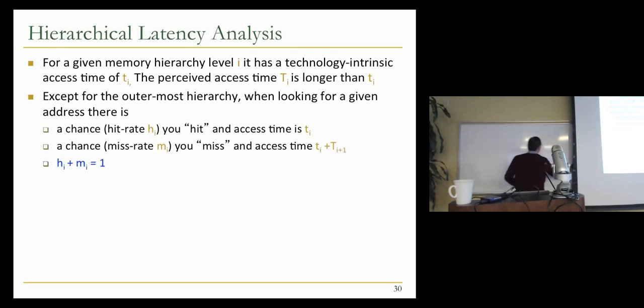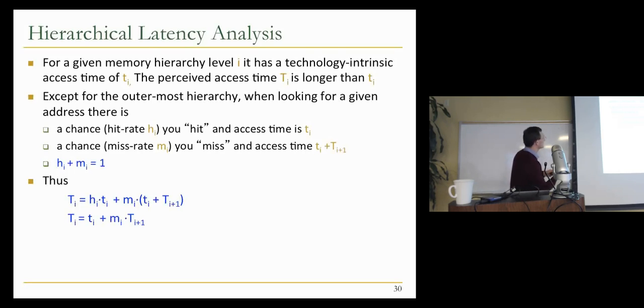I guess if I can draw this over here. You have an L1 cache here with an intrinsic access latency of t1 cycles. And the number of cycles it takes to access the entire hierarchy is the larger T1. And then you have an L2 cache over here, whose intrinsic access latency is t2 cycles. And t2 is usually larger than t1 because it's a larger memory. And T1 refers to the perceived access time of the entire thing over here. Maybe I should put it over here. And then T2, large T2, refers to the access time of the entire hierarchy below L2.